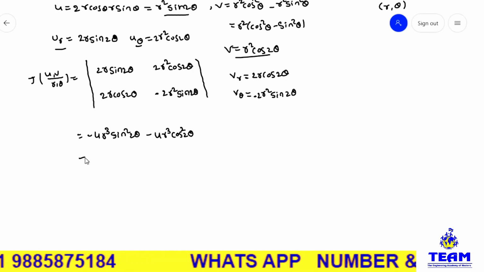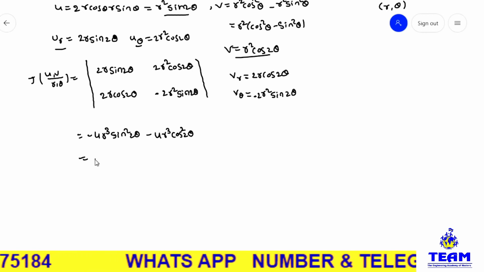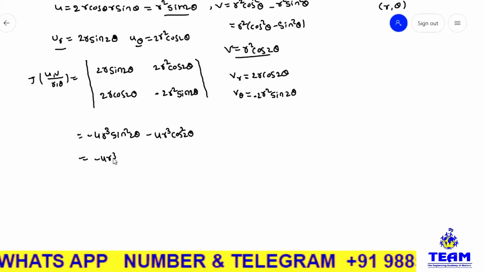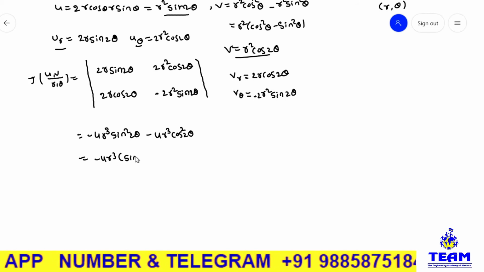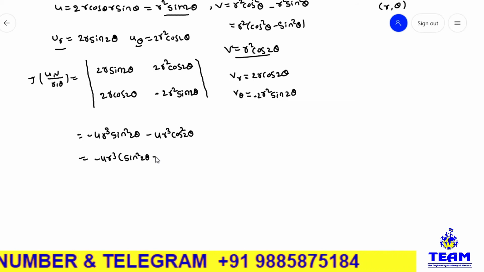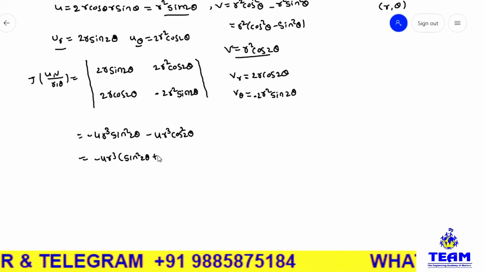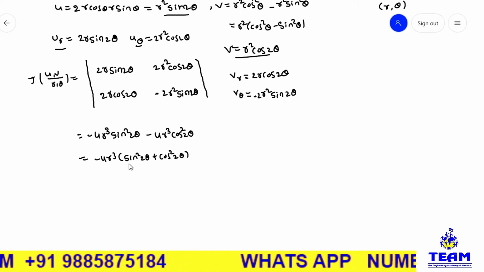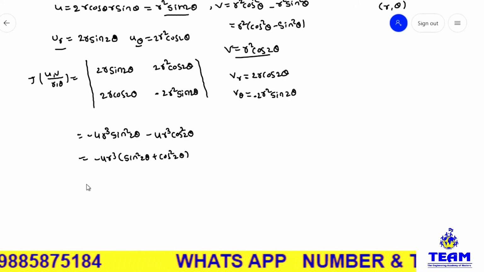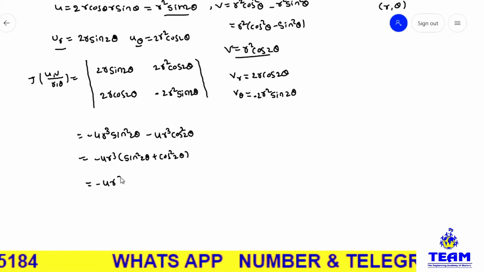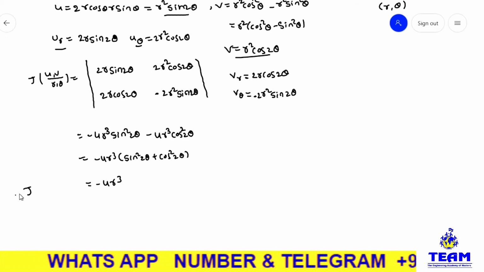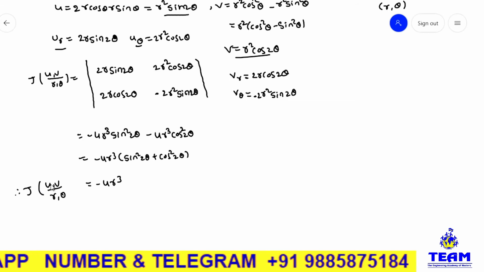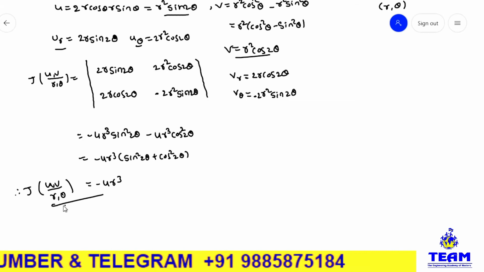So friends, you observe, from this I can take minus 4 common. I am getting r cube also common. So write r cube common. Then you will have the remaining terms: sin square 2 theta plus, minus I have taken common, so plus cos square 2 theta. We know that sin square a plus cos square a is equal to 1. So you will get minus 4r cube. Therefore, the Jacobian of u, v with respect to r, theta is equal to minus 4r cube.